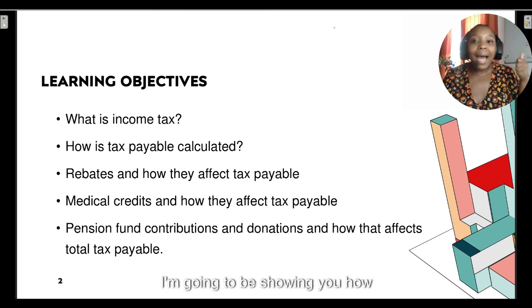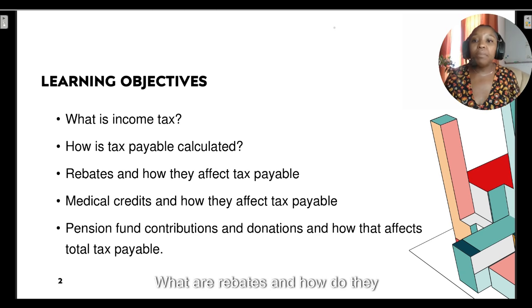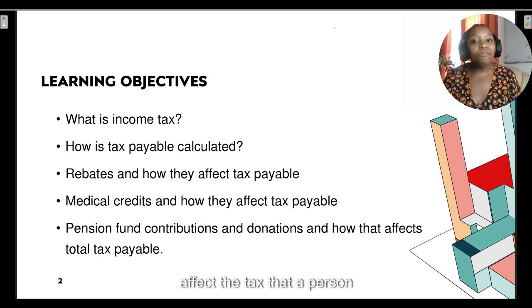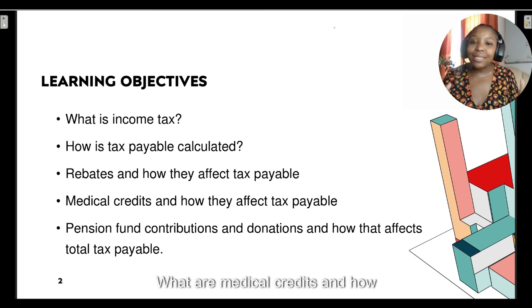I'm going to be showing you how we calculate an amount that a person needs to pay towards their tax. We're going to be looking at rebates. What are rebates and how do they affect the tax that a person needs to pay? We're going to be looking at medical credits. What are medical credits and how do they affect the total tax that a person has to pay?